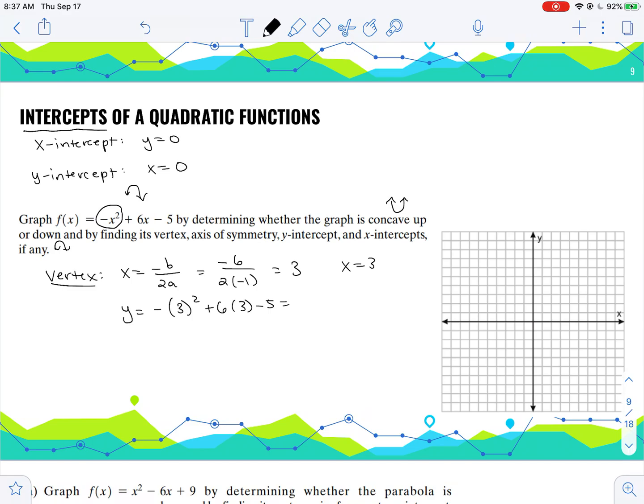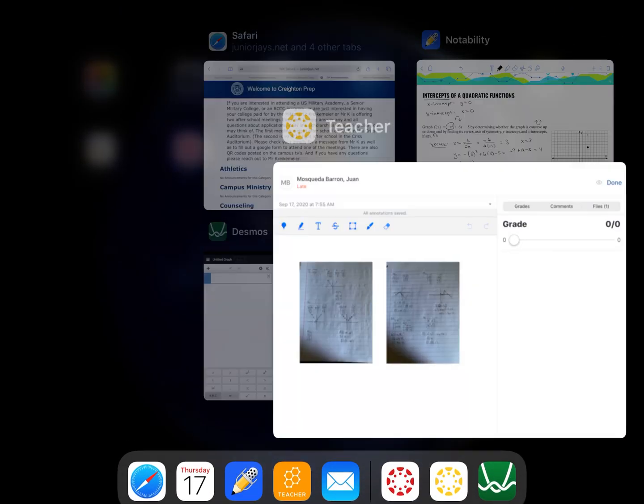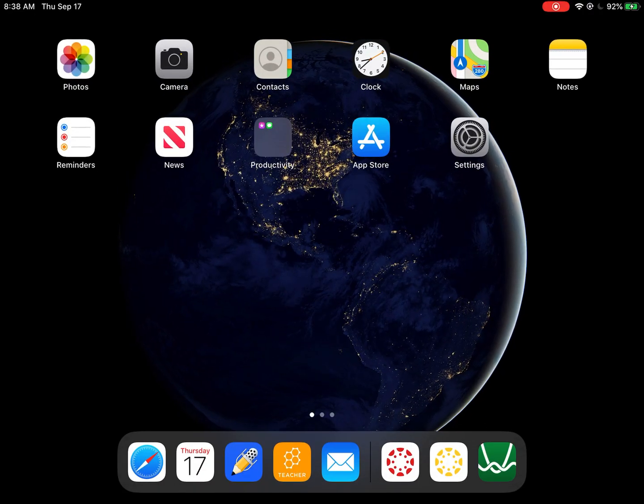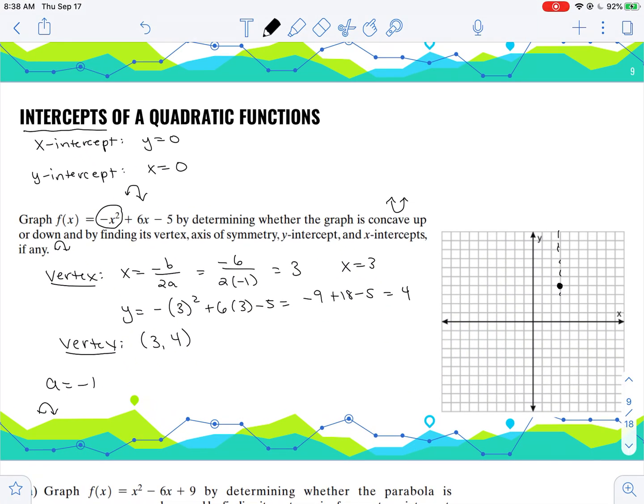To find the y-coordinate, plug that back in. So negative 3 squared plus 6 times 3 minus 5 would be negative 9 plus 18 minus 5, which would be 4. So the vertex for this parabola is going to be at the point (3, 4). So 3 over, 4 up, and there's the vertex of my parabola. I know that it's sad, and the a-coefficient is negative 1, so it's sad and just a normal-looking parabola. I could also find other points on the parabola using the axis of symmetry, which we didn't talk about last class, or last problem, is the vertical line that would divide my parabola in half.